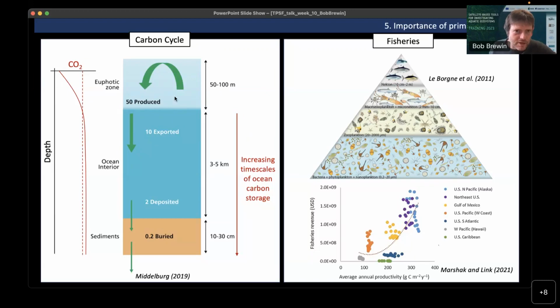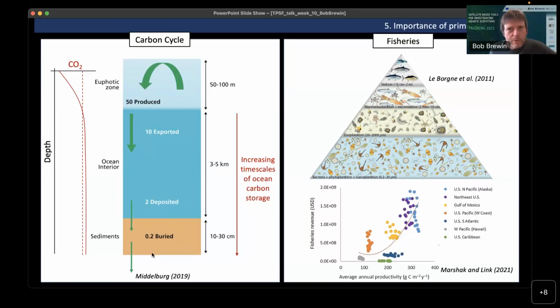So it's thought around 50 gigatons of carbon is produced in the surface of the ocean. Around 10% of that gets exported into the interior ocean. And this continues to sink and gets quite heavily remineralized, so converted back into CO2 as it sinks down towards the sea floor. And only about 2 gigatons is thought to be deposited at the bottom of the ocean, and only around 0.2 gets buried into the sediments.